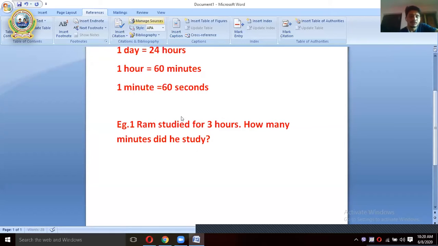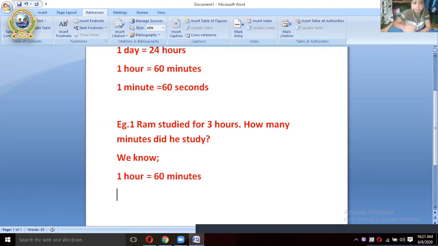So the question is asking you to convert 3 hours into minutes. We know that 1 hour equals how many minutes? As I told you earlier, 1 hour equals 60 minutes. Yes, that's right. But the question wants you to convert 3 hours into minutes. So 3 hours equals how many minutes?